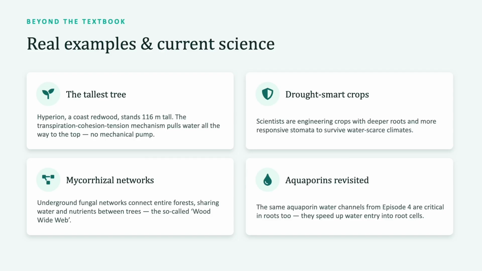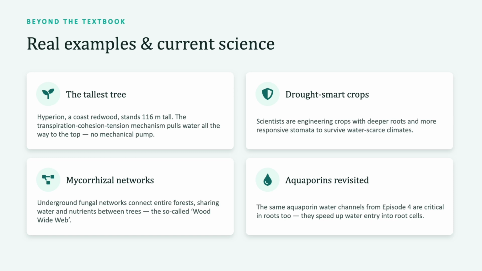Let us step outside the textbook. Hyperion, the tallest known tree on earth, is a coast redwood standing 116 meters tall. The transpiration cohesion tension mechanism pulls water all the way without any mechanical pump. Biology at its finest. Scientists are engineering drought-smart crops, plants with deeper roots and stomata that respond faster to water stress, to survive the changing climate.